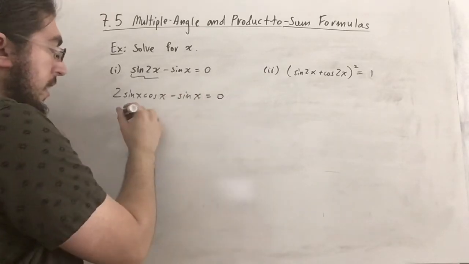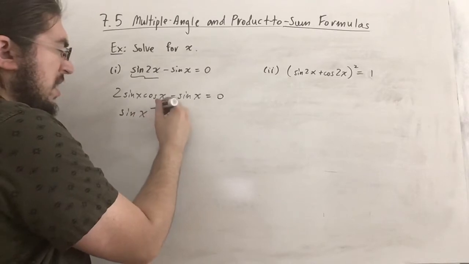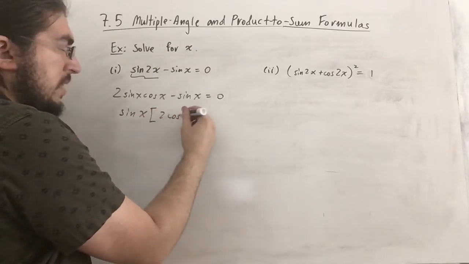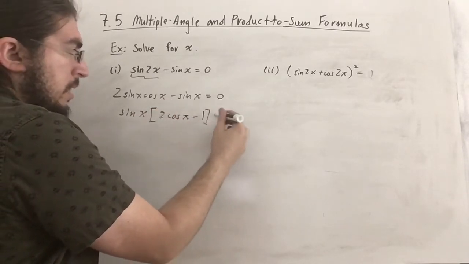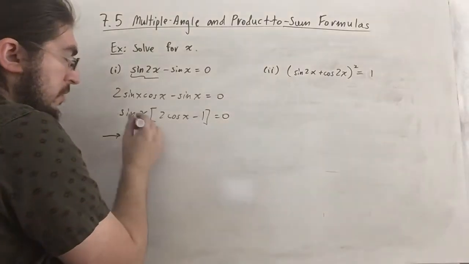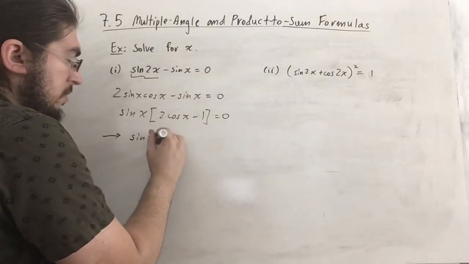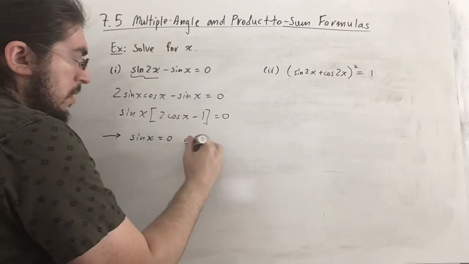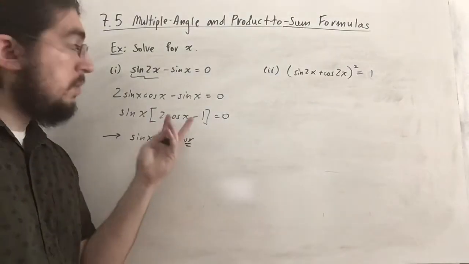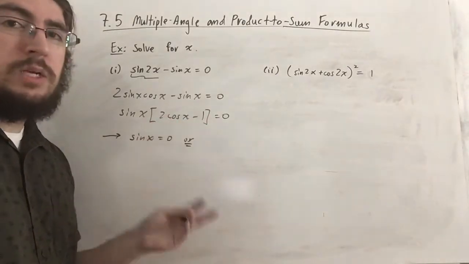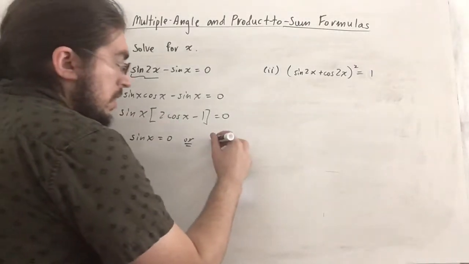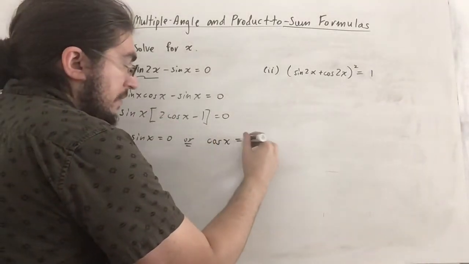Just pull out sine, so factor out sine. So we get sine of x times 2 cosine of x minus 1 equals 0. So this implies either the first product is 0, so sine is 0, or this is 0. Notice when 2 cosine of x minus 1 is 0, add 1 and divide by 2. You'll get cosine of x is equal to 1/2.